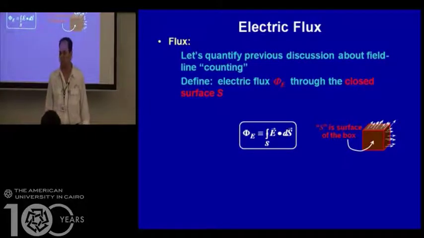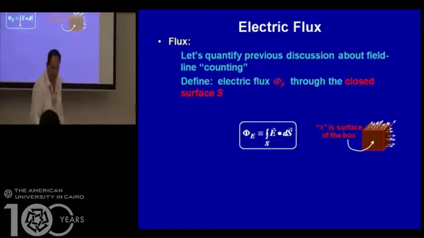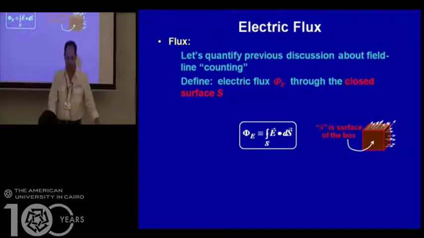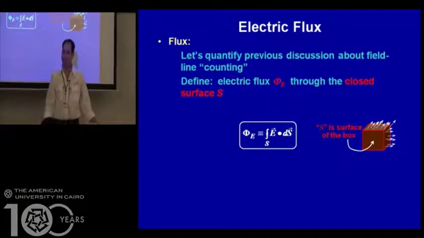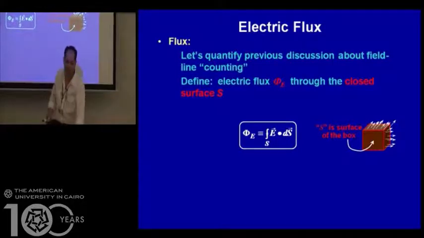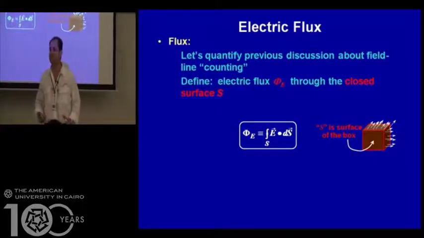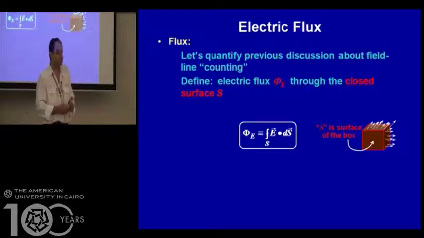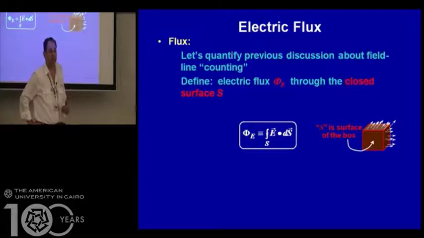Cosine 0 is 1. Now, if this is the area, and this is the electric field, going in that direction, what is the flux on that surface? It's 0, because the angle between the electric field and the area is 90. If the electric field is perpendicular to the direction of the area, the flux is zero.